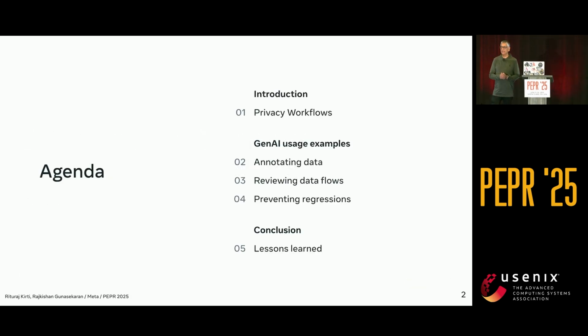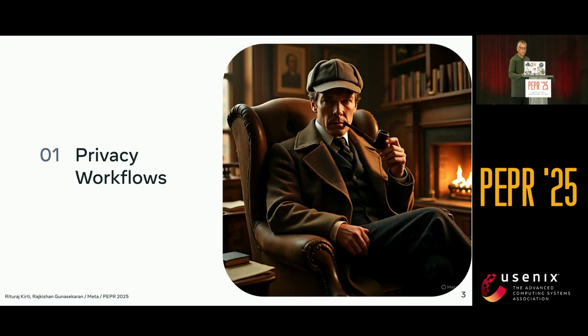Here's the agenda for today. We are going to take a look at some key privacy workflows for purpose limitation. We will look at some examples of how we are using GenAI to accelerate some of these workflows. And then we'll end with some lessons learned. So what are these key privacy workflows for purpose limitation?